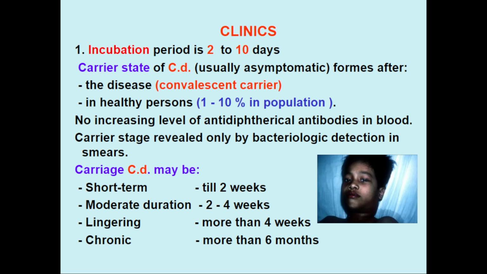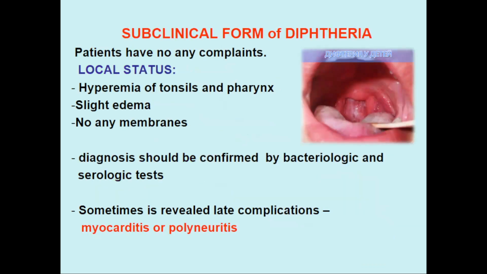Carrier state of Corynebacterium diphtheriae is usually asymptomatic, forms after the disease in a convalescent carrier, or in a healthy person, 1 to 10% of the population. There is no increase in the level of antidiphtheritic antibodies in blood. The carrier stage is revealed only by bacteriological detection in smears. Carriage may be short-term, up to 2 weeks, of moderate duration, 2 to 4 weeks, lingering, more than 4 weeks, and chronic, more than 6 months.